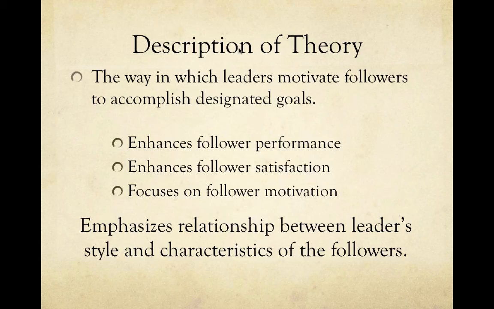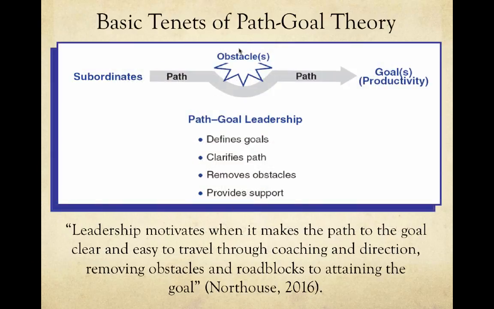The path-goal theory is based upon the idea of really looking at what motivates the people you're trying to lead. In other words, it emphasizes the relationship between the leader's style and what the followers need in order to be successful on the task. The basic idea behind the path-goal theory is that the leader clearly defines the goal, clarifies the path to success, removes any obstacles along that path, and really provides support to the followers that need the support in order to reach the goal.